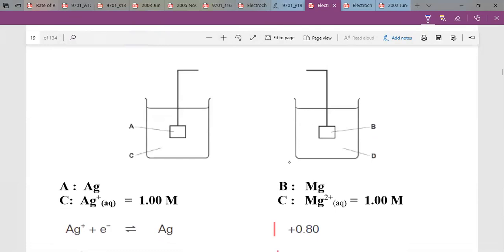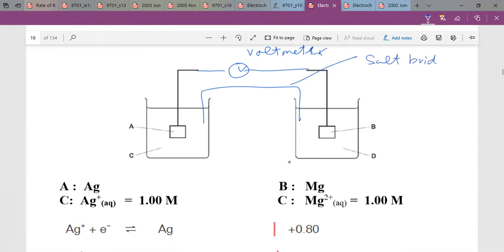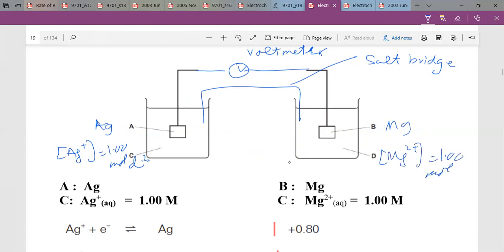So here I propose I've got two half cells, joined to a voltmeter. This, of course, is a salt bridge. Always think of the marking system. A here, let's say, is silver, and the concentration of silver plus is 1 mole per dm³. This is our standard. B here is magnesium, and D here is your Mg2 plus, 1.00 mole per dm³.